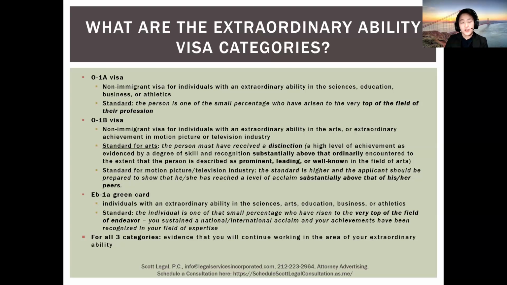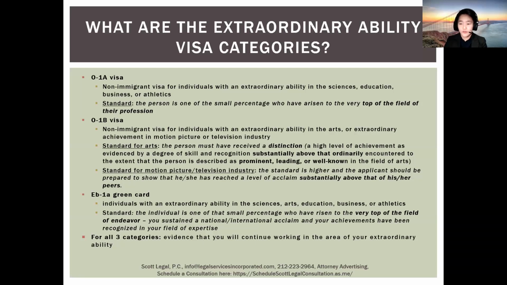Now, the O-1B visa is also quite similar. The O-1B visa is a non-immigrant visa for individuals with extraordinary ability in the arts or extraordinary achievement in the motion picture or television industry. So movies or television, for example, right? And the extraordinary ability standard here is defined a little differently for these categories.